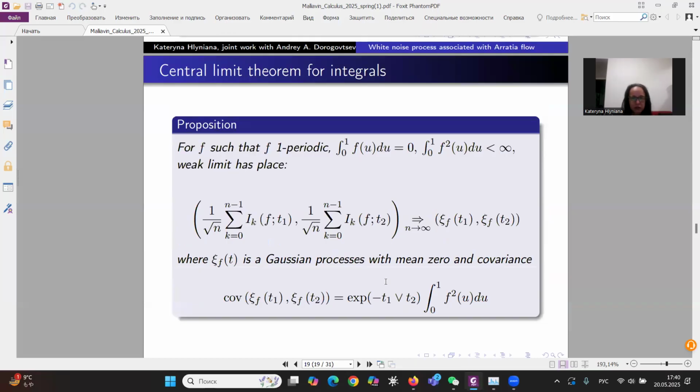So I write it here. This is a very simple analog of the central limit theorem that we obtain for the Arratia flow, but for this example it's quite trivial. The point that I want to show here is that we can easily find the covariance function for the limiting Gaussian process, and it has the following form. This is just a simple calculation of covariance in the multi-dimensional central limit theorem for independent identically distributed random variables.